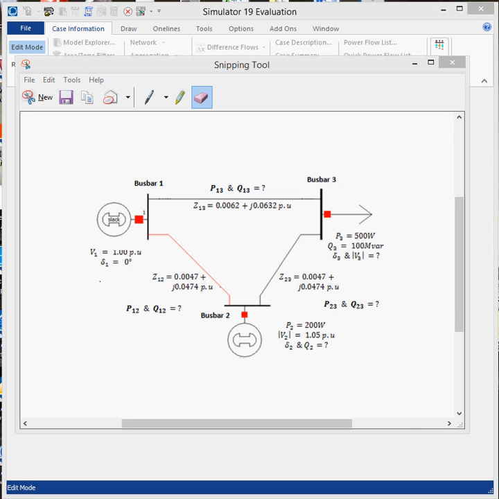So here is the video on how to model a system and also analyze the load flow. This is the 3-bus system where we have a slack bus, PV bus and PQ bus.